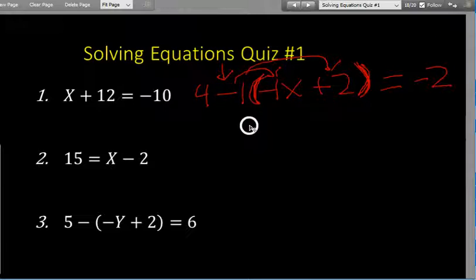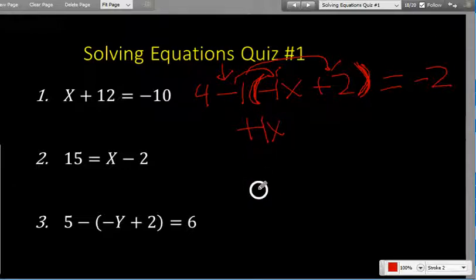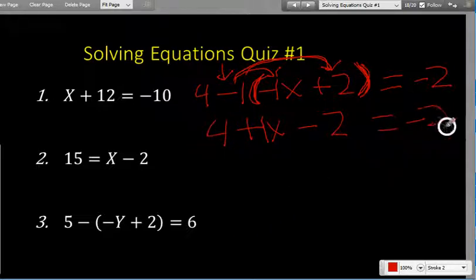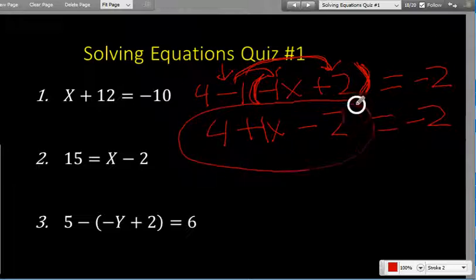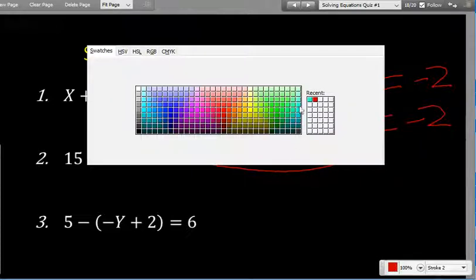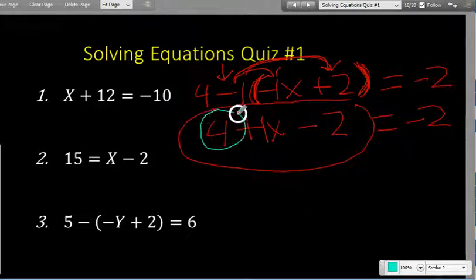Negative 1 times negative 1x is a positive 1x. And we can just put x, or we can put 1x. Same thing. And then we have a negative 1 times 2, which is a negative 2. So now we have 4 plus 1x minus 2 equals negative 2. We can continue to simplify this left side because 4 and negative 2 are both constants. Okay, so we can combine those.